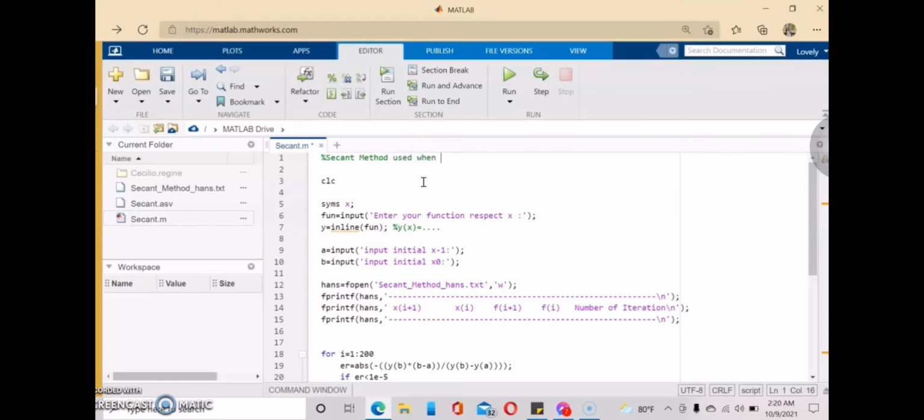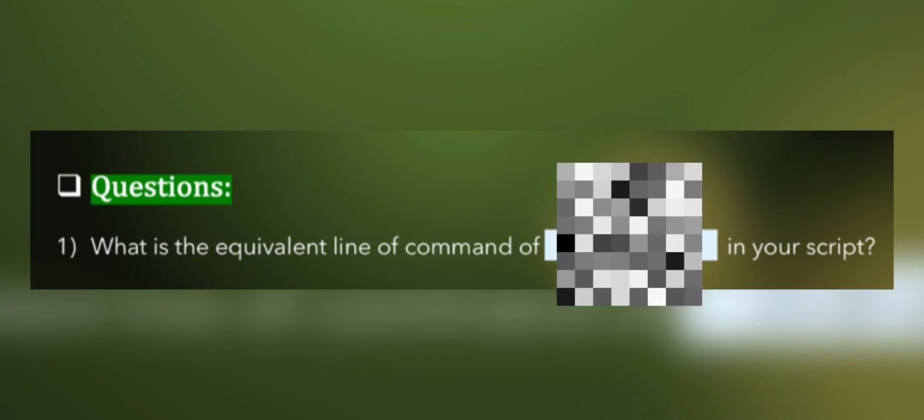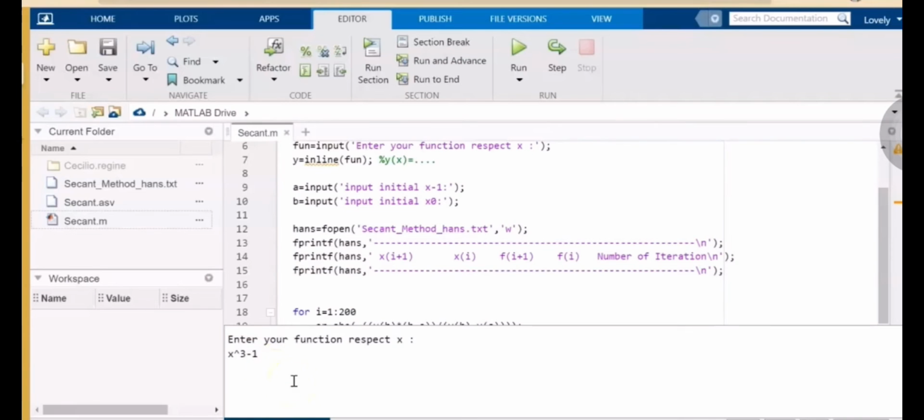We use the secant method if we find it hard to get the derivative of the given function. The secant method is a root-finding algorithm that uses a succession of roots of secant lines to better approximate a root of a function f. It can be thought of as a finite difference approximation of Newton's method. For question number 1, what is the equivalent line of command in your script?